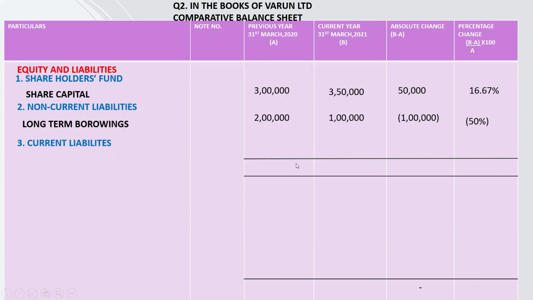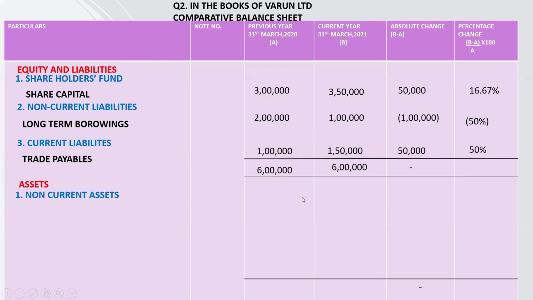Then we have current liabilities comprising rupees 1 lakh and 1,50,000 for trade payables. The difference of 1,50,000 and 1 lakh is 50,000. This 50,000 divided by 1 lakh into 100 will be 50%. Now we will write the total of our balance sheet, equity and liability side. As both the balances are the same, the absolute change is 0. No need to calculate. You can simply put a dash or you can write 0 as well.